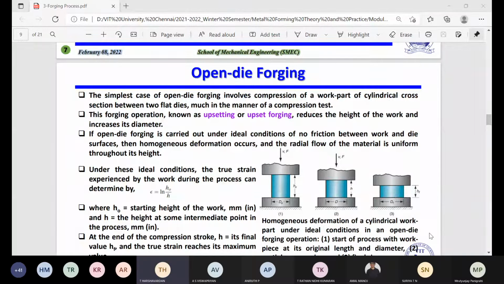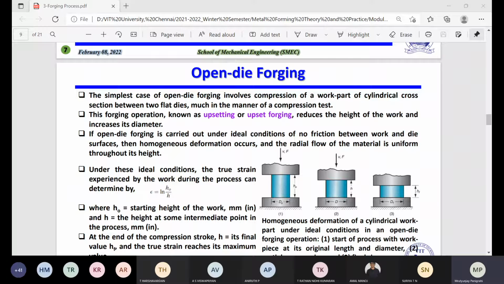Shear stress and shear strain, sir. We saw about octahedral shear stress and shear strain, sir. Then we saw about invariance of stress and strain. Then slip line field theory, sir. And then we saw about the forging process, or classifications of forging process.